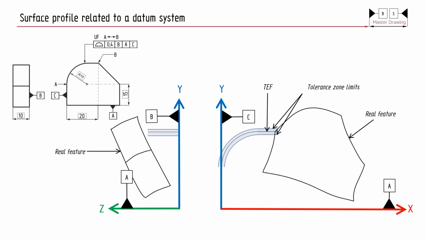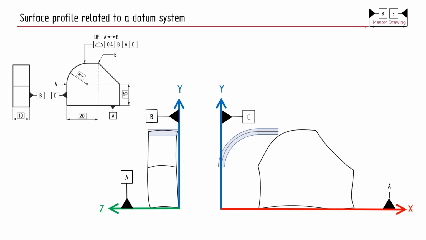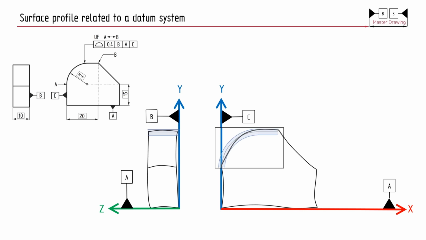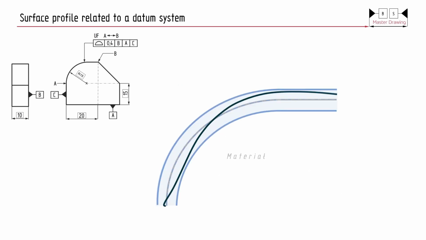The plane defined by datum feature B contacts the primary datum B at 3 points, removing 3 degrees of freedom. Next, the plane defined by datum feature A contacts the secondary datum A at 2 points, removing 2 degrees of freedom. Finally, the plane defined by datum feature C contacts the tertiary datum C at 1 point, removing the last degree of freedom. The reference element for evaluating the deviation is the theoretically exact feature surface.